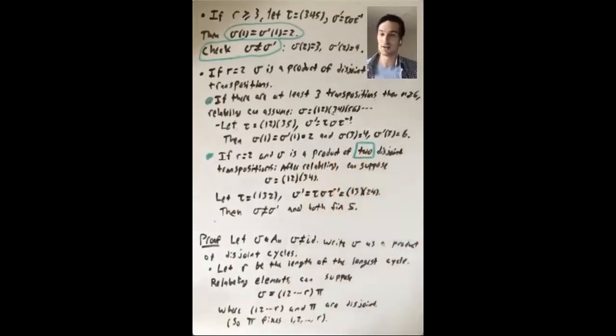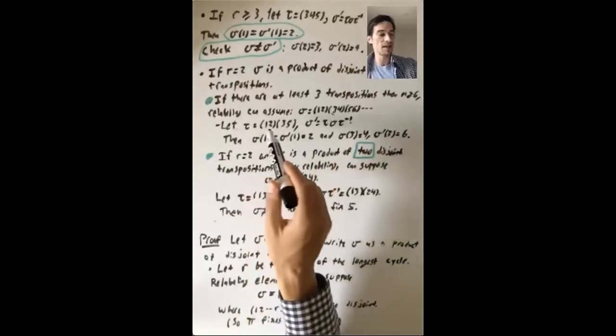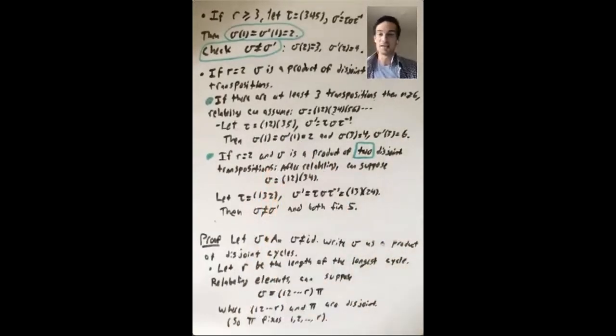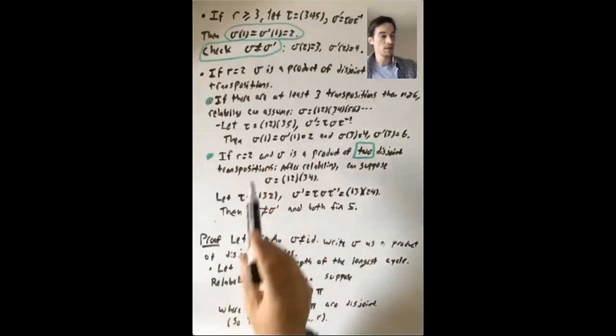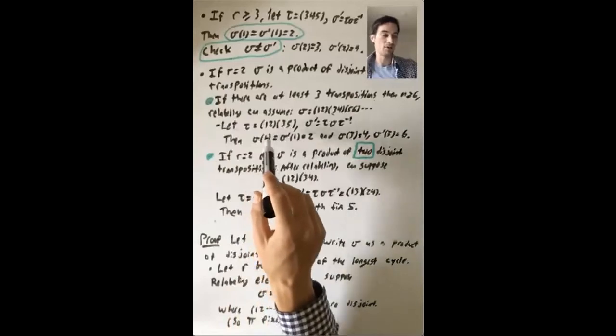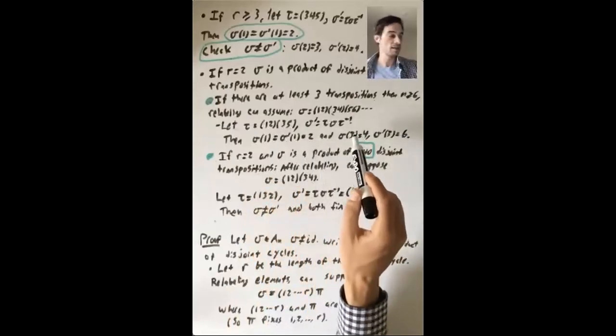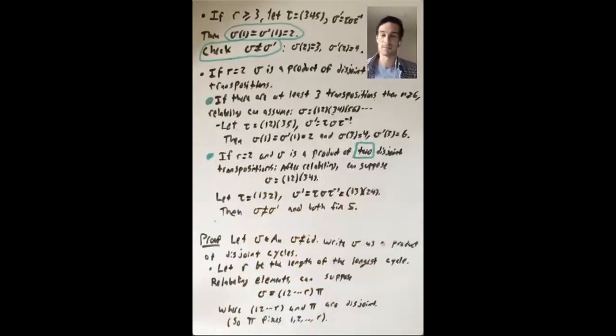times a bunch of other transpositions. OK, so now let's let tau be the permutation (1 2)(3 5). And same idea, take sigma prime to be the conjugate of sigma by tau. You can check again that sigma of 1 and sigma prime of 1 are both 2. But these permutations are not the same because they send 3 to different places.